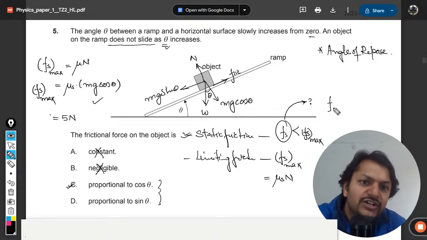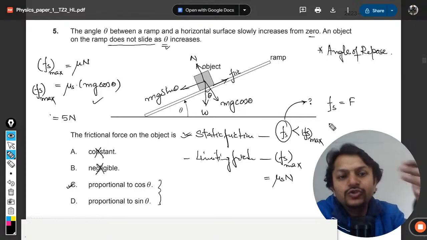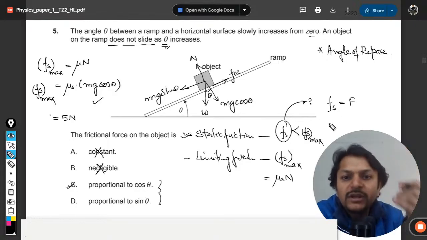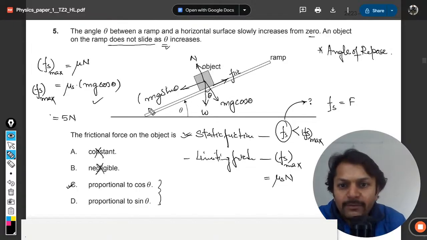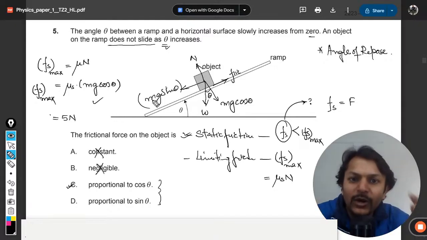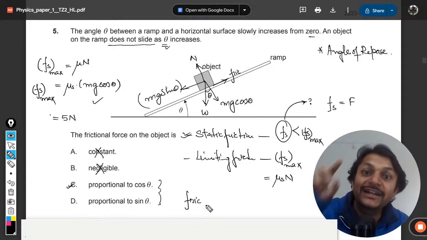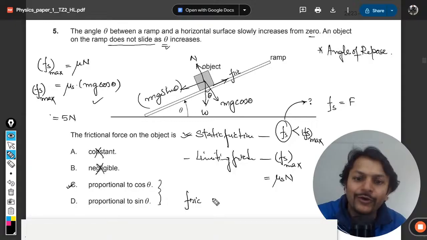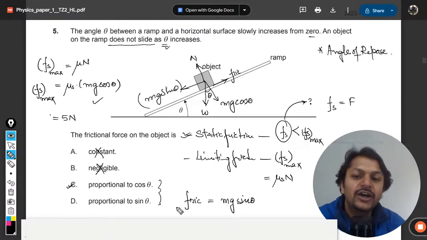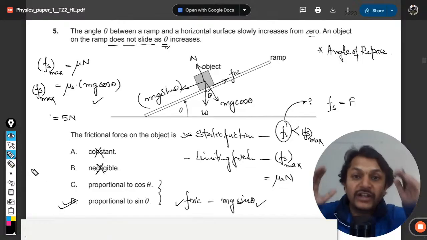This friction is found to be equal to the applied force which tries to move the body. In this case, mg sin theta is the force which is trying to move the body. It means that the instantaneous friction which is acting now, we don't have a clue about it, but that friction is actually equal to the force which is trying to disturb the equilibrium, which is mg sin theta. So this friction is directly proportional to sin theta, hence the answer will be D.